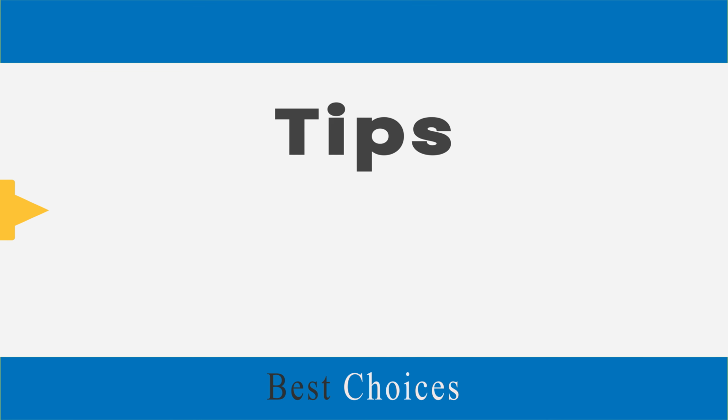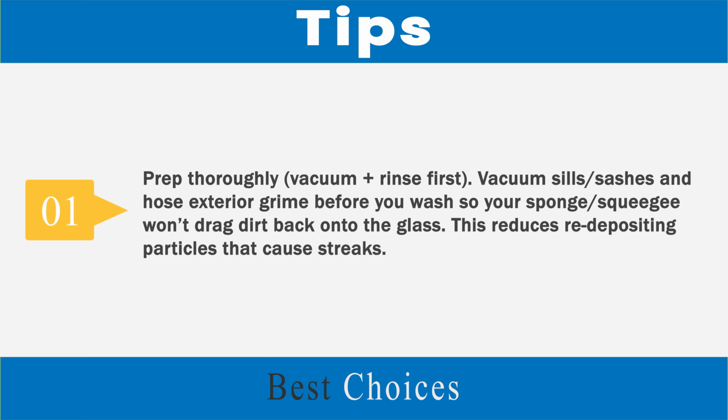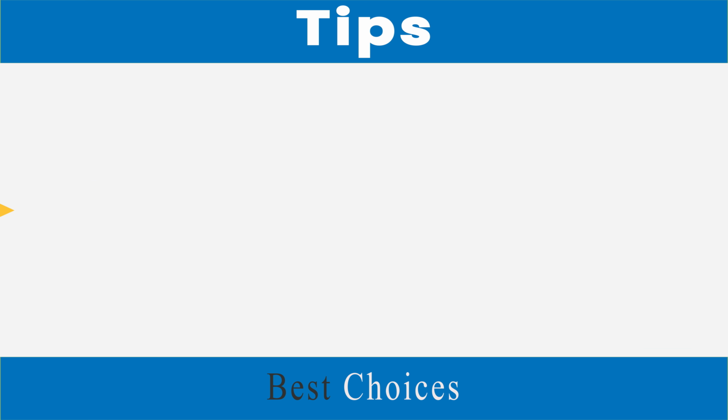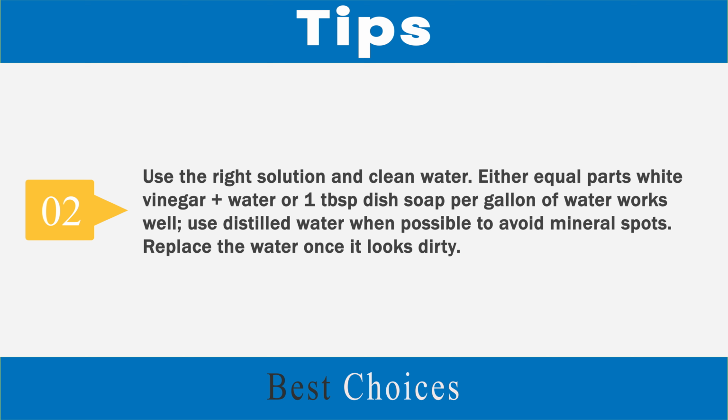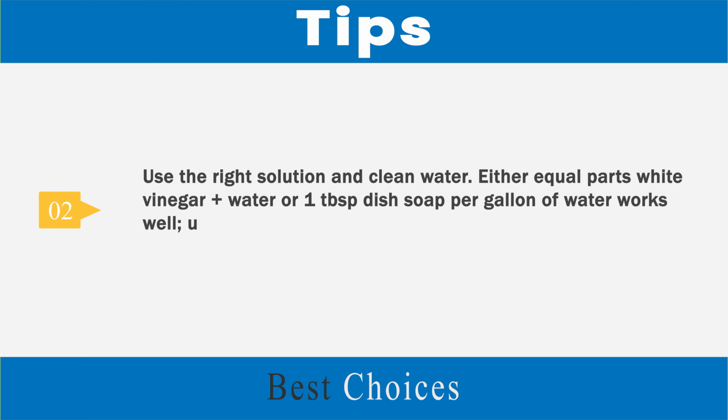Tips. 1. Prep thoroughly, vacuum plus rinse first. Vacuum sills/sashes and hose exterior grime before you wash so your sponge/squeegee won't drag dirt back onto the glass. This reduces redepositing particles that cause streaks. 2. Use the right solution and clean water. Either equal parts white vinegar plus water or 1 tablespoon dish soap per gallon of water works well. Use distilled water when possible to avoid mineral spots. Replace the water once it looks dirty.